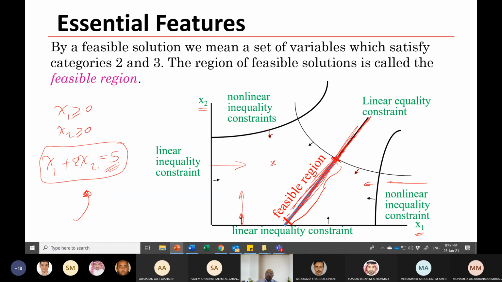If there is a solution here, this solution is unfeasible, since it doesn't satisfy the linear constraints. If you have a point on this line, it satisfies the linear constraints, but it doesn't satisfy, for example, this nonlinear constraint. So this is an unfeasible solution. For this specific configuration, the feasible region is this part of the straight line, which satisfies the equality and inequality constraints. Is it clear?